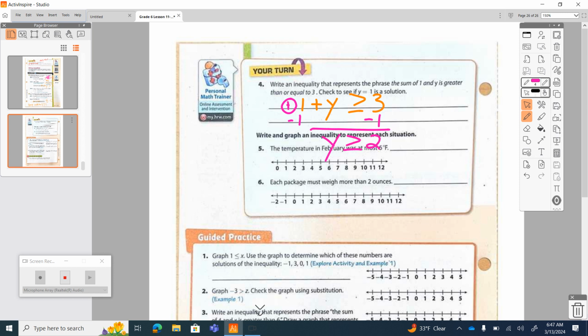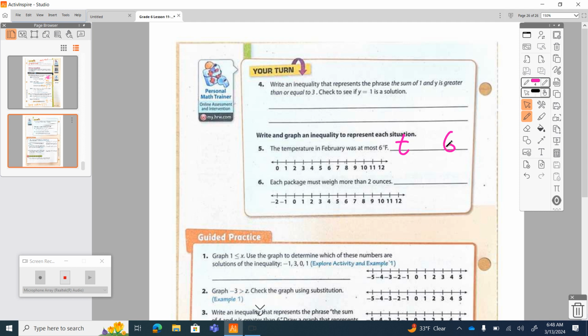Okay? 1, that's not true. So 1 is not a solution. Okay? Let's erase this. Write and graph an inequality to represent a situation. So the temperature in February, I'm just going to put it like this, was at most 6 degrees.